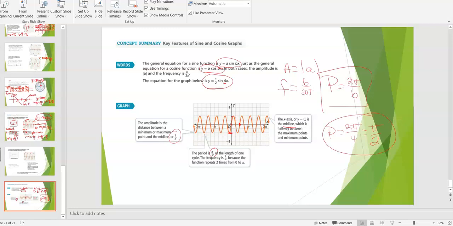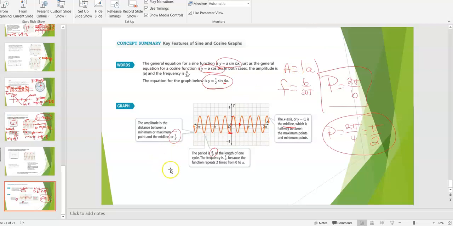So the goal here is, can I look at an equation and find the amplitude, period, frequency, possibly even the maximum and minimum points and the midline? Hopefully you can do that. And can you look at a graph without knowing the function and come up with those same features? And possibly even look at a graph and get the equation from that graph. That would be a good goal to put before yourself.